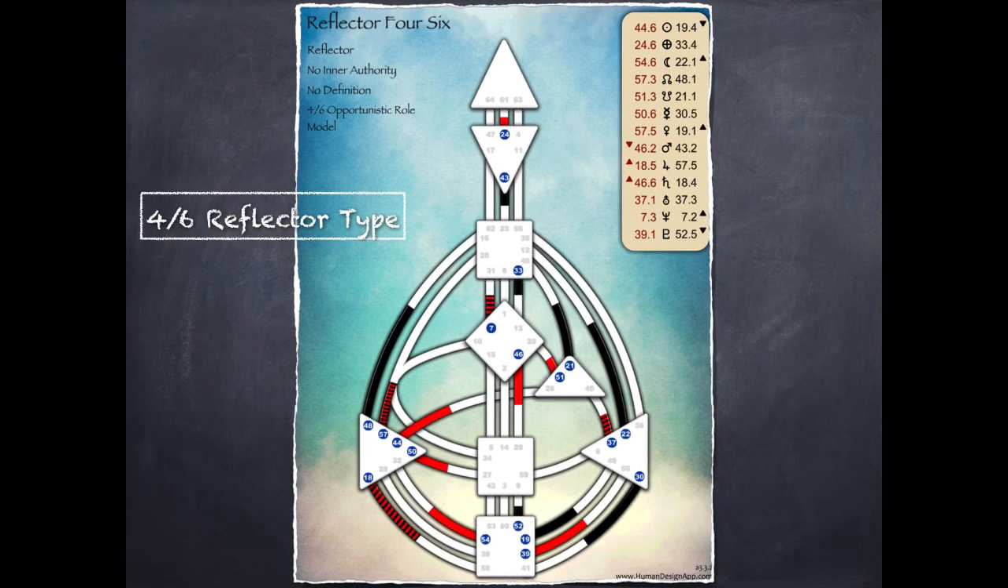When a reflector carries the energy of this profile, they too will experiment for the first 28 to 30 years of their life and figure out the relationships that work for them. Through their social networking, they will build a community where their opportunities will come from. And through their moon cycle, they'll be able to understand if the opportunities are correct for them. And after they reach their role model phase, they can be a reflection of the community and the environment and express the theme of authenticity and the importance of being ourselves.